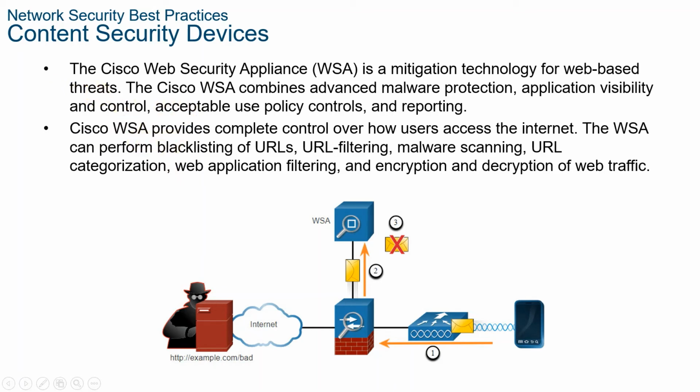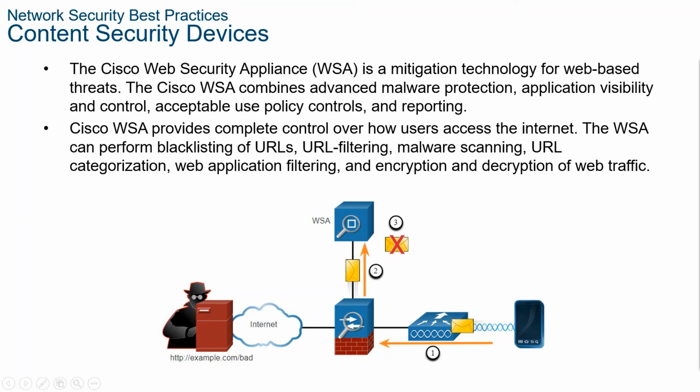The next component would be the Cisco Web Security Appliance, or the WSA. The Cisco Web Security Appliance is a mitigation technology for web-based threats. It helps organizations address the challenges of securing and controlling web traffic. This WSA combines advanced malware protection, application visibility and control, acceptable use policy control, and reporting. WSA provides complete control over how users access the internet.